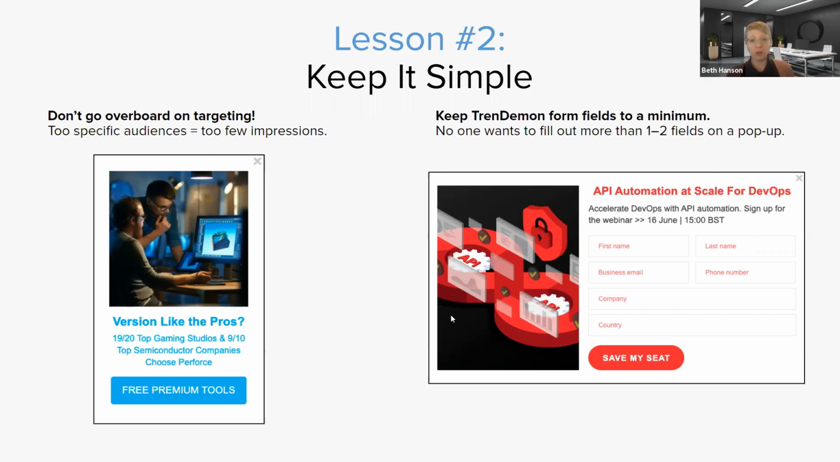The other thing we really wanted to keep simple is we tried some forms embedded within a Trendemon campaign for our webinar signups. However, because we needed at least 5 to 6 fields for our webinar signups to go into our marketing operations systems, it wasn't working well to convert people. So we learned no one really wants to fill out more than 1 to 2 fields in a pop-up, and if we were going to need all of those fields, it would be best to send people to the landing page instead, where they might be more likely to fill them out.